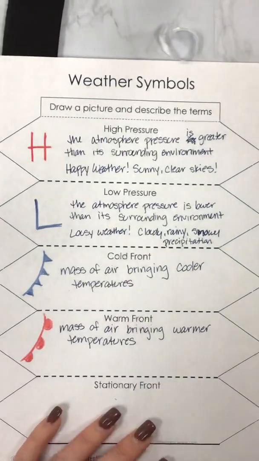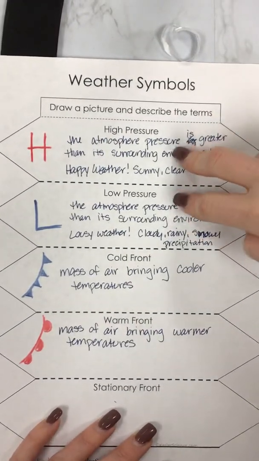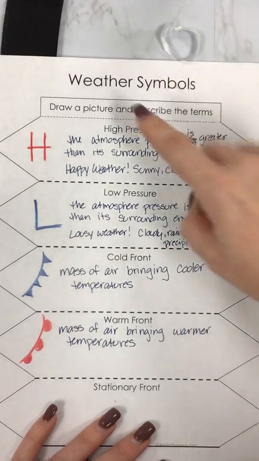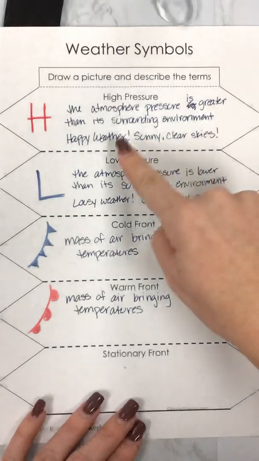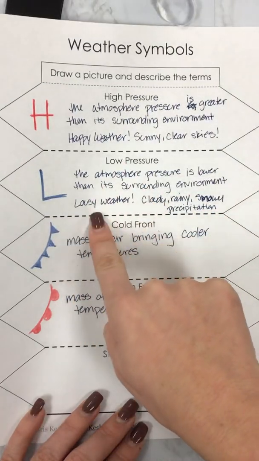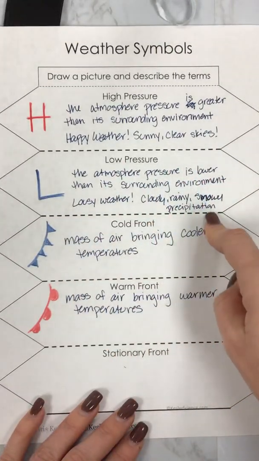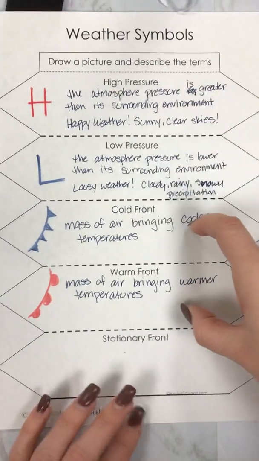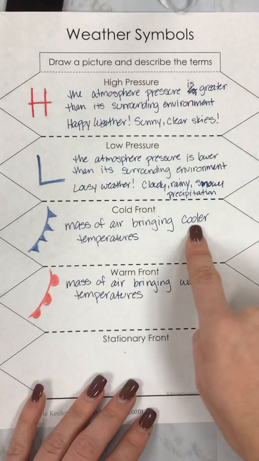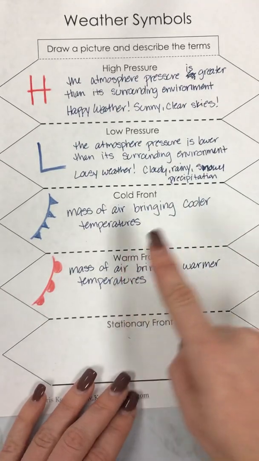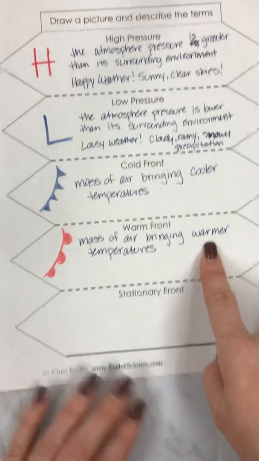So again, pressure systems show us what does it look like outside. High pressure, happy weather, sunny and clear skies. Low pressure, lousy weather, cloudy, or with precipitation. What does it look like? Cold and warm fronts, what does it feel like outside? If a cold front's coming in, the temperature is going to drop. If a warm front is coming in, the temperature is going to increase.